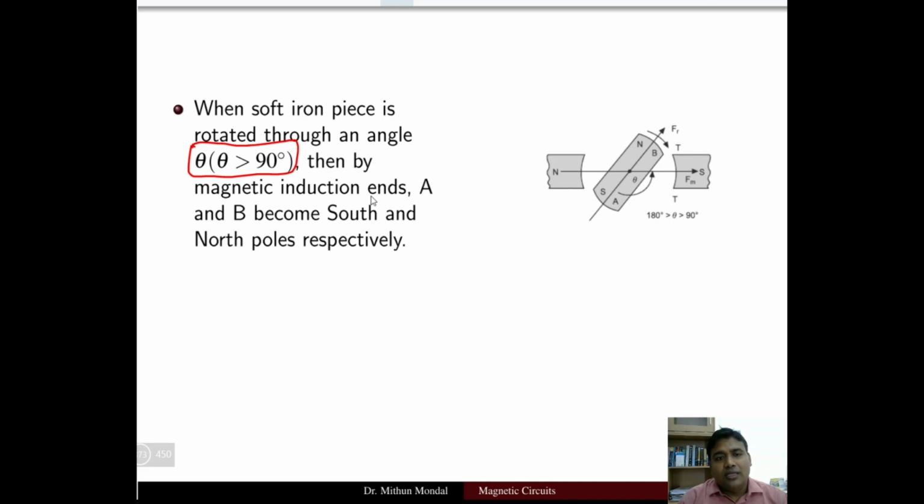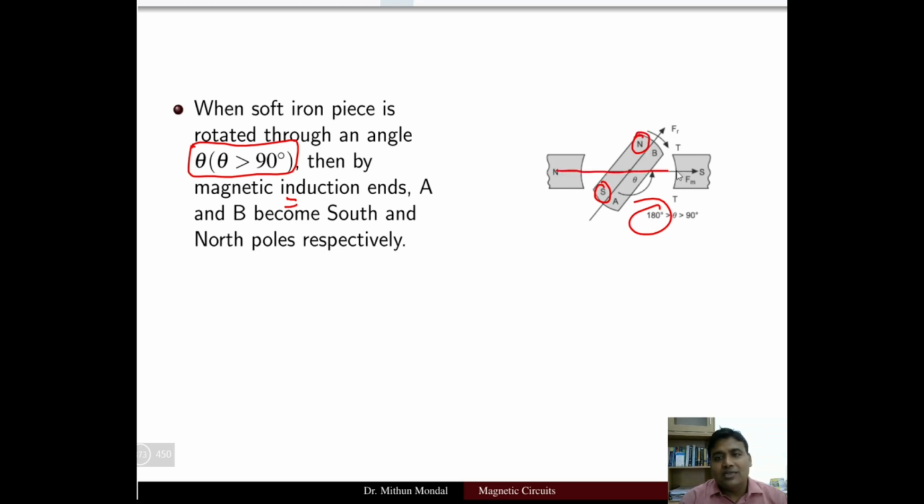So the other case that we have considered is theta more than 90 degrees but less than 180 degrees. Then by magnetic induction, the poles direction has now changed. So A and B have become south pole and north pole respectively. So the position A has become a south pole here, and here it has become a north pole.